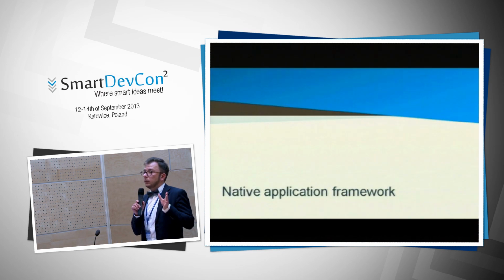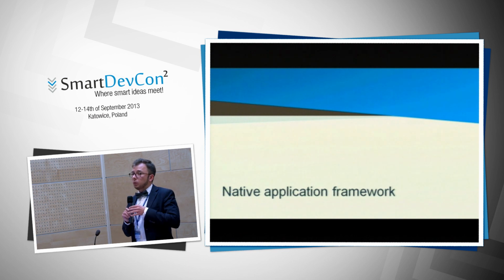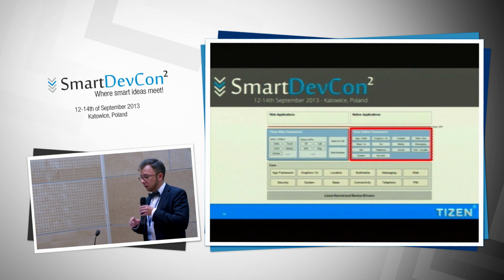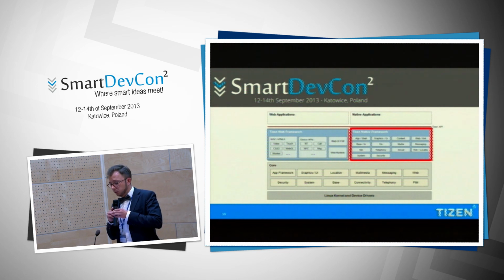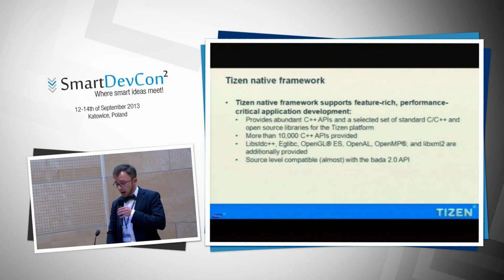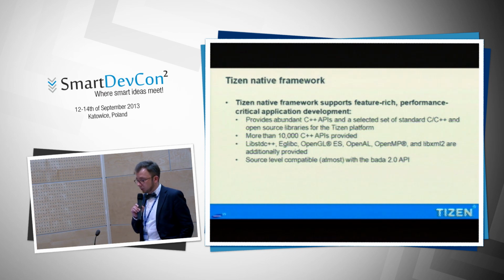Okay, next to the web application framework, we are providing native application framework, and this is part of architecture. So we have a few modules just to provide features for the native application layer, and we are providing more than 10,000 APIs, and because it's C++, it's no problem to use some open source libraries to get the code from some repositories. We are providing support for OpenGL, OpenAL, OpenMP.